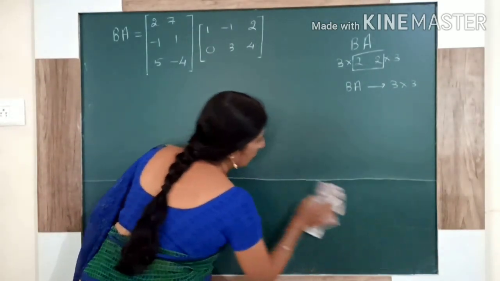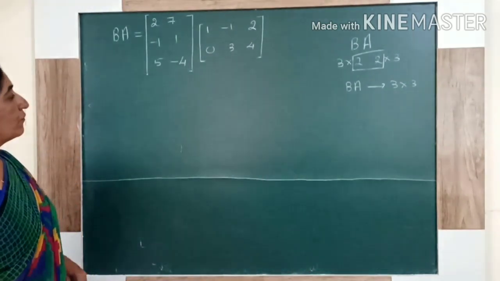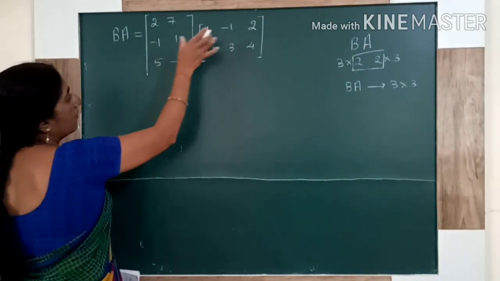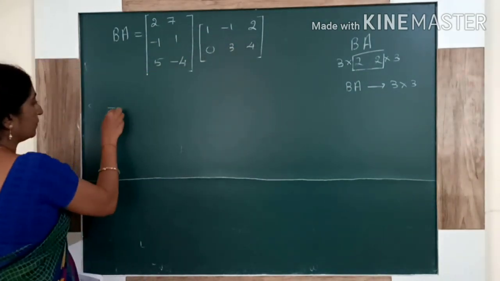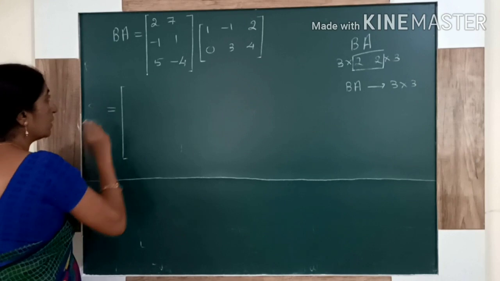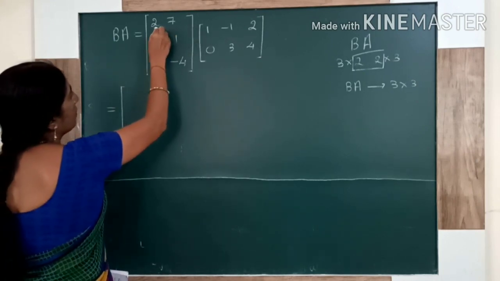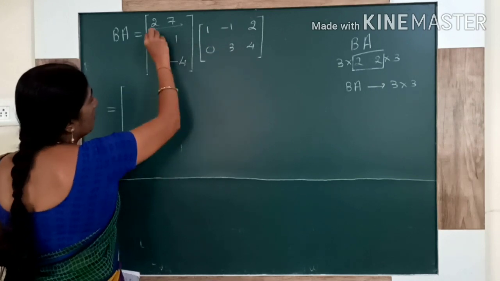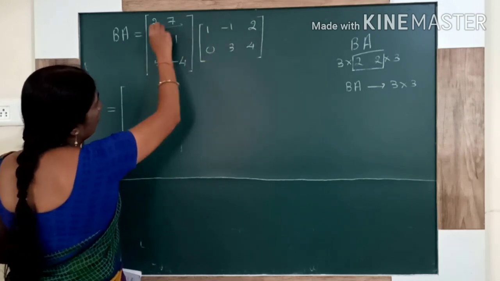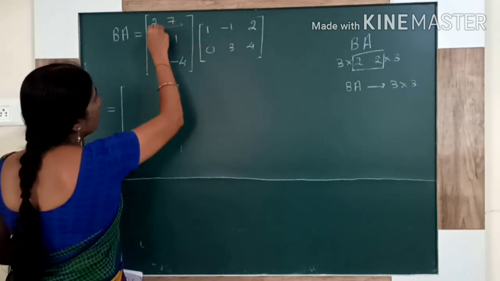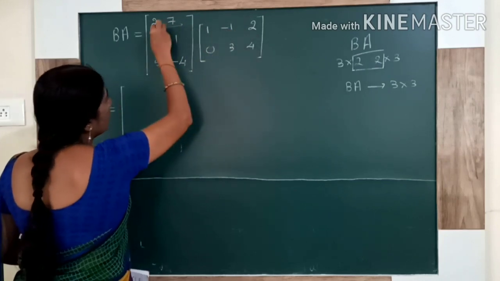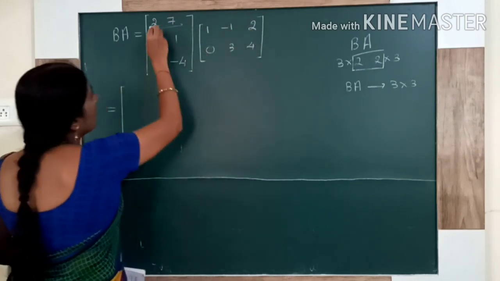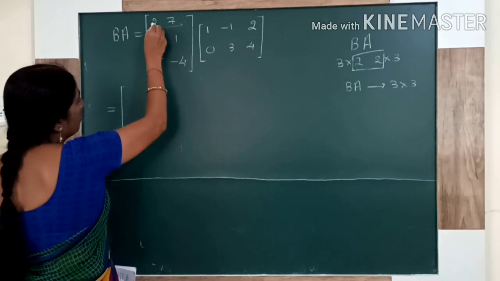Now I am explaining how to multiply. First write down matrix B and matrix A. After writing, go for multiplication. This is the first row. First row with first column. First we have to always take the first row. First row with first column, first row with second column, first row with third column. First we will go for this.